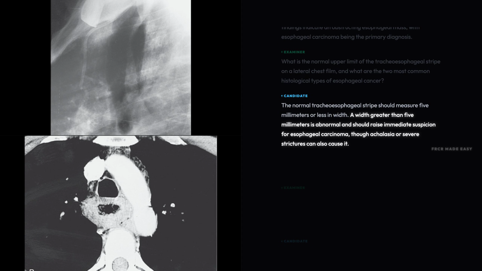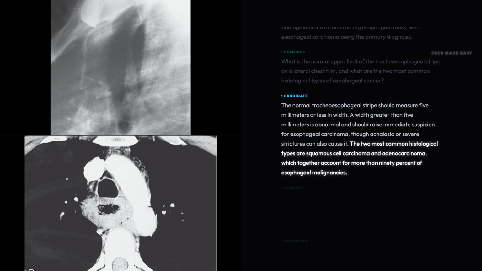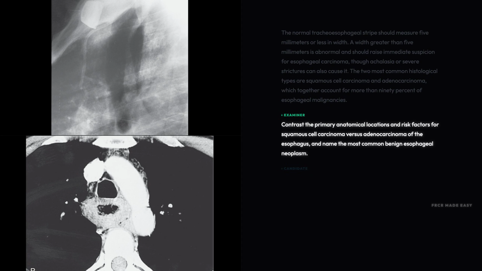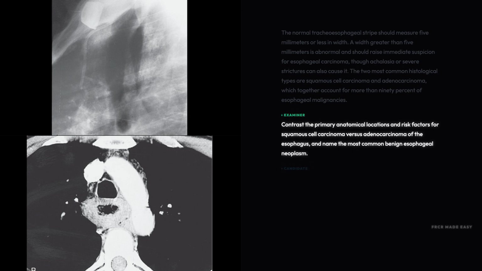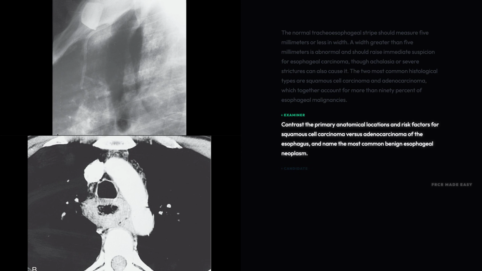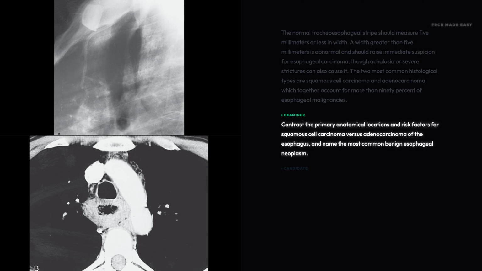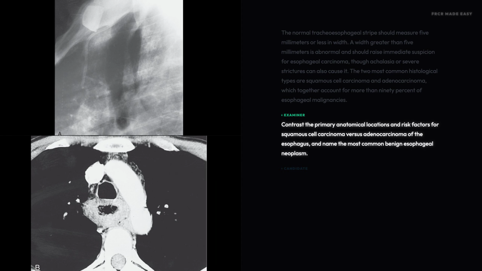The two most common histological types are squamous cell carcinoma and adenocarcinoma, which together account for more than 90% of esophageal malignancies. Contrast the primary anatomical locations and risk factors for squamous cell carcinoma versus adenocarcinoma of the esophagus, and name the most common benign esophageal neoplasm.